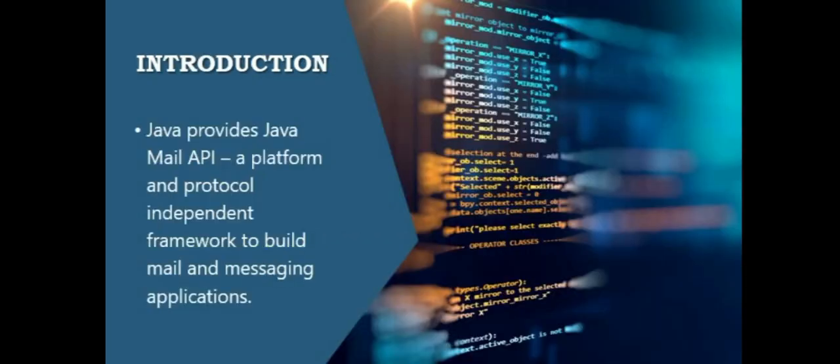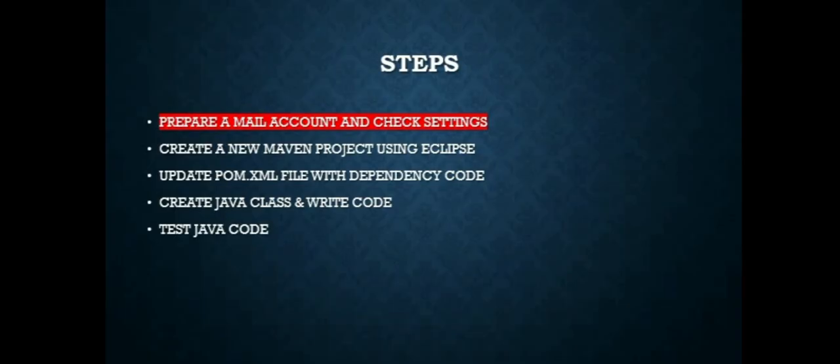And as you know, for implementing SMTP and POP3, we need the Java Mail API, which is already provided by Java. And these are the steps we have to follow to write the Java program. First of all, we need a mail account. Then we have to create a new Maven project. After that, update the POM XML file. Then create the Java class file and write the code, then test the Java code.